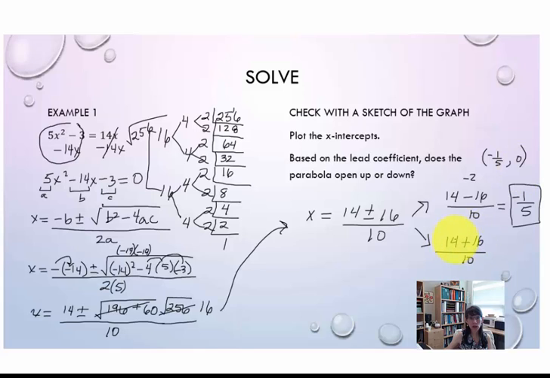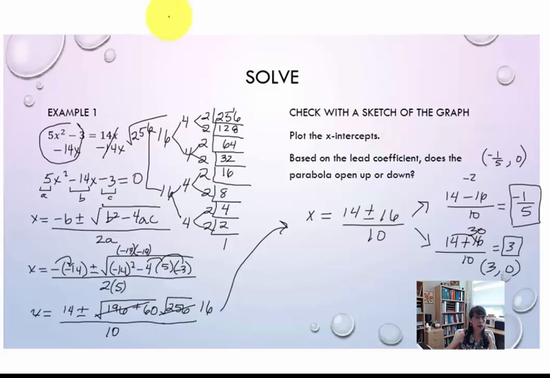For the other solution, when we add 14 and 16, that makes 30. So 30 tenths is exactly 3. 3 is the other zero of the function, or 3 is the other x-intercept. That ordered pair would be 3, comma 0. To check, you can use a sketch of the graph.